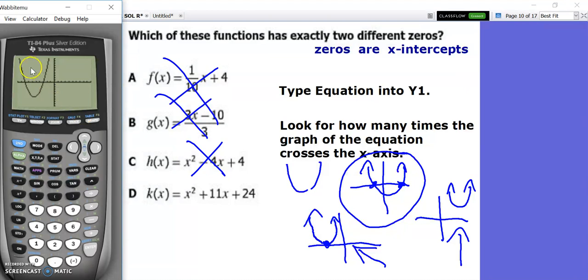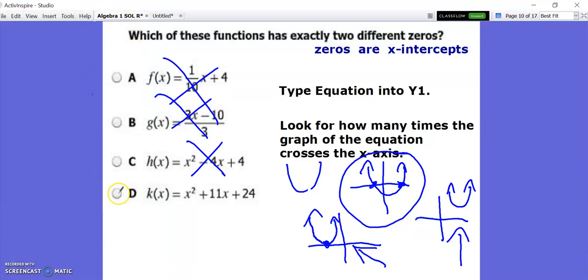This clearly crosses the x-axis 2 times, here and here. So that means letter D is definitely the answer. So the answer here is letter D, and we're done.